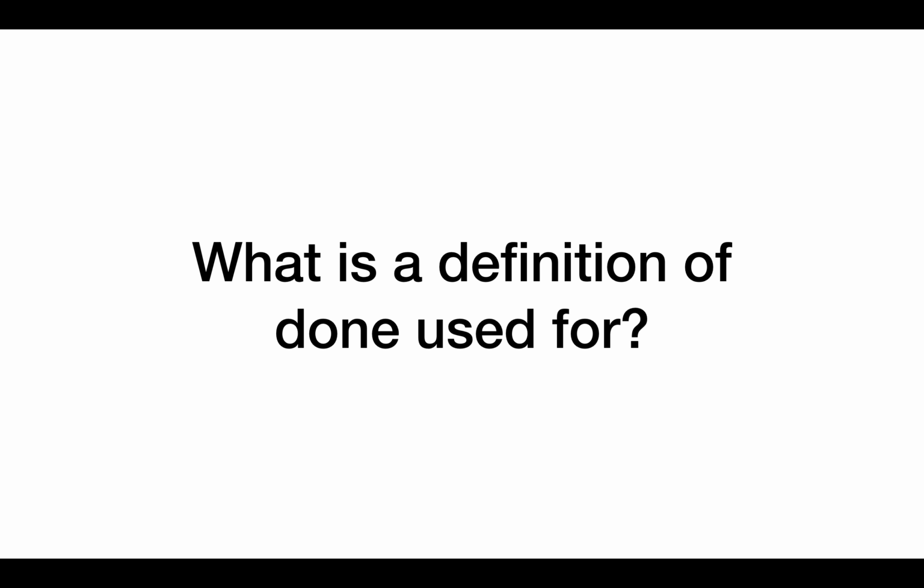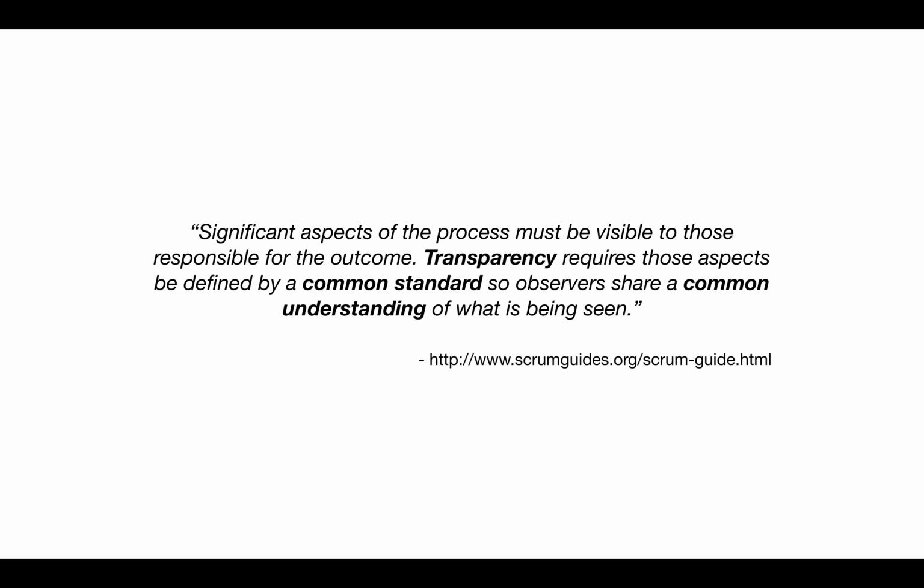What is a definition of done actually used for? It's all about transparency. This quote is from the official Scrum Guide, and it talks about aspects of the process needing to be visible to everyone responsible for the outcome, and that's transparency. It requires aspects to be defined by a common standard so that observers share a common understanding of what is being seen.